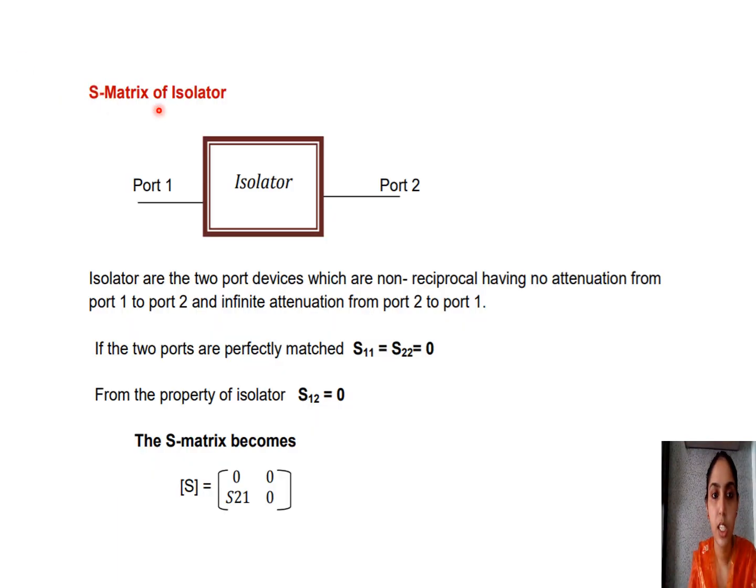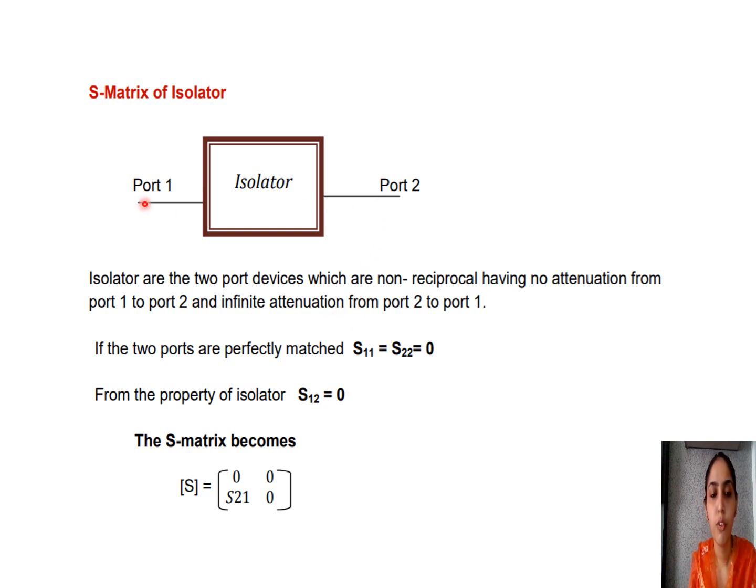Now when we are considering the S matrix for an isolator, the isolator is a two-port device, port 1 and port 2. So either we can have transmission from port 1 to port 2 or from port 2 to port 1. Only in one direction is the isolator going to allow. It is a non-reciprocal device. Say we are having no attenuation from port 1 to port 2, and infinite attenuation from port 2 to port 1.